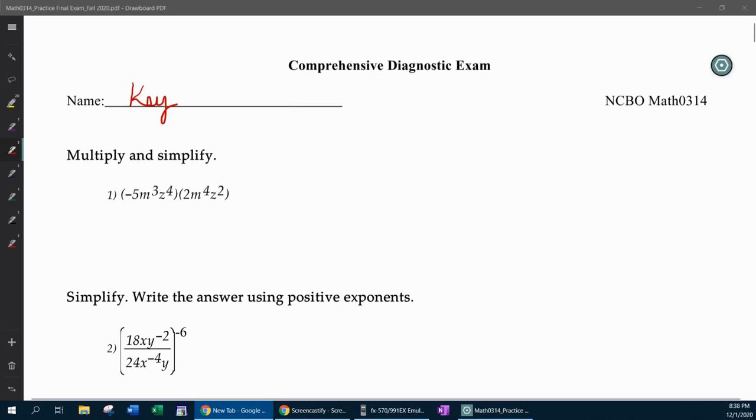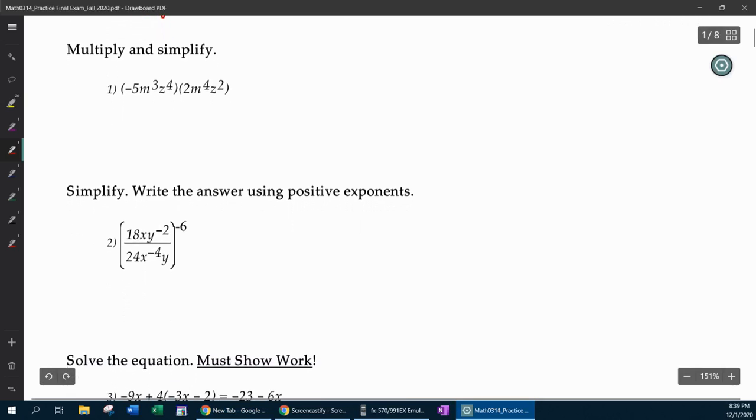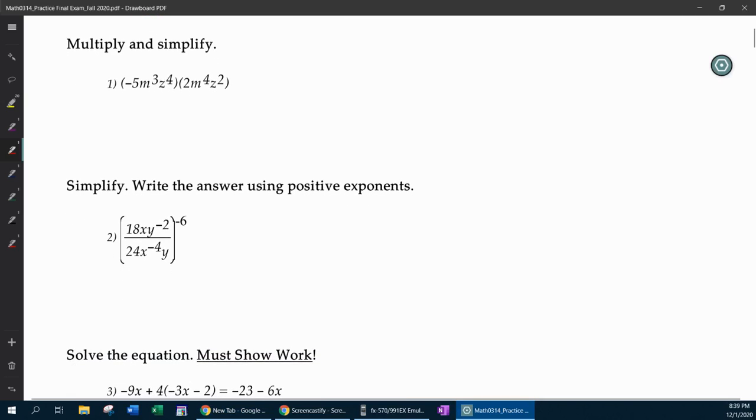This is going to be the final exam review for the College Algebra Corequisite course. So let's get started. We have problem number 1, multiply and simplify.